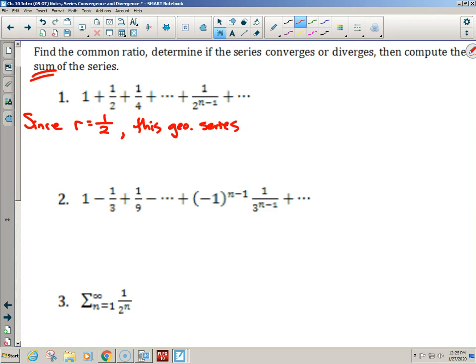Find my common ratio. What does that common ratio tell me about the next question? Converges. If there was no r, if this wasn't a geoseries, then it doesn't matter what I thought r was. It has to be a geoseries for it to work. But only geoseries have common ratios, so it's kind of redundant, I suppose. This geoseries will converge.